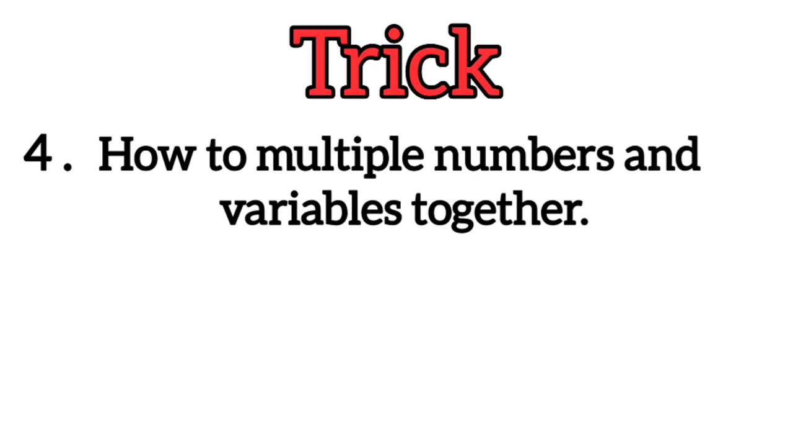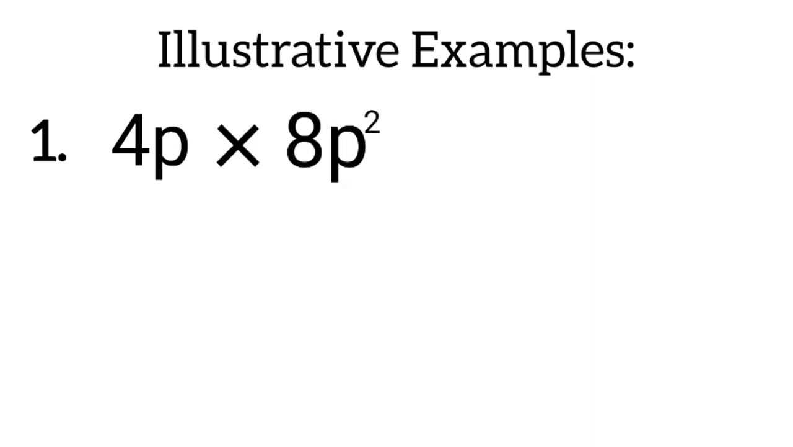Now that you know how to multiply only variables, let me now also teach you how to multiply numbers and variables together. Let's take some questions on that. Illustrative examples. Example 1. Simplify 4p times 8p squared.